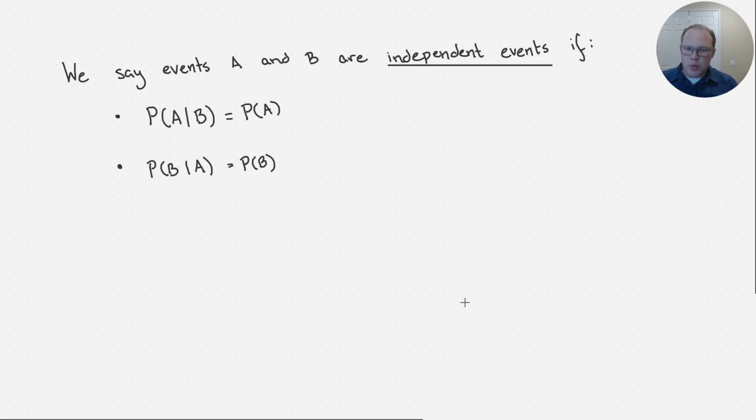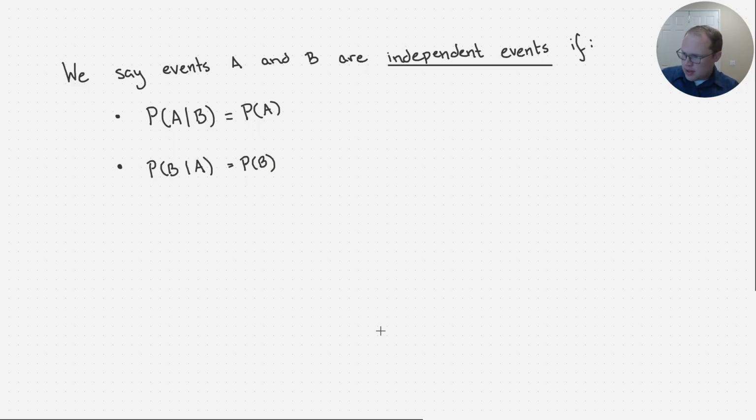What does this mean in English? Well, this means that knowing event B happened did not change the likelihood that event A would happen. It didn't change our calculation of how the probability works out. And in this case, knowing event A happened didn't change the probability that event B happens. Okay? So let's consider an example.